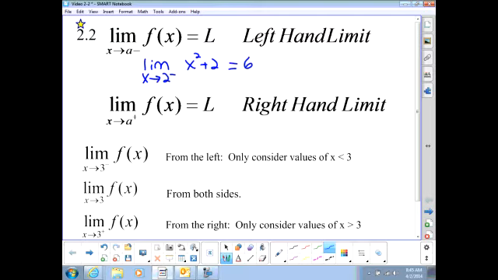For a right-hand limit, we would look at values that are coming from the right side. So if we looked at the limit as x approaches 2 from the right, and again, the right is denoted with a plus just after the number, we'll do the same example, x squared plus 2. We would be looking at numbers like 2.1, 2.01, 2.001, x values getting closer and closer to 2, but just from the right side. In this case, it would also be 6.